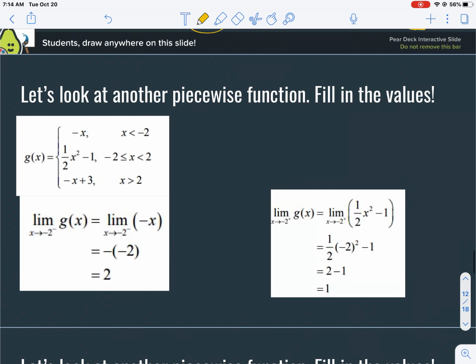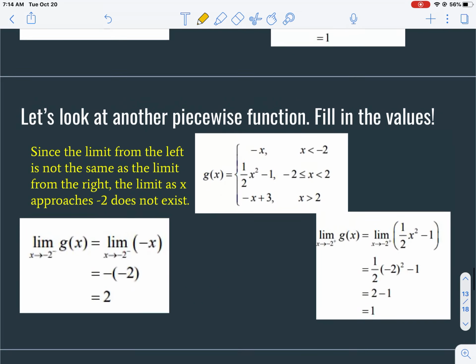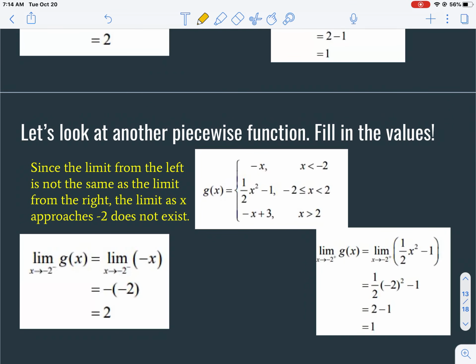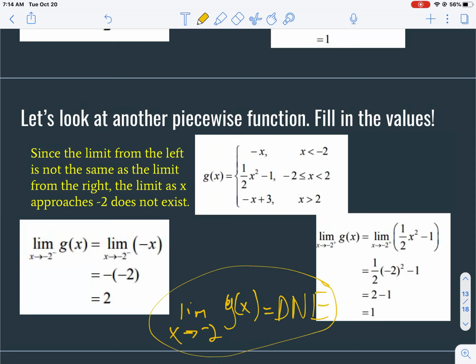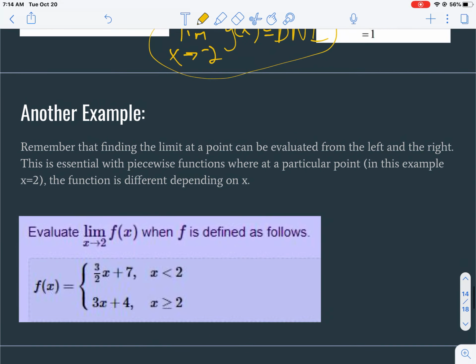So we would say, and there's again the work there, so you can see, since the limit from the left is not the same as the limit from the right, the limit as x approaches negative 2 of g of x does not exist. Okay? So, at a boundary point, you want to look at the limit from the left and the limit from the right. So let's look at this again, right?